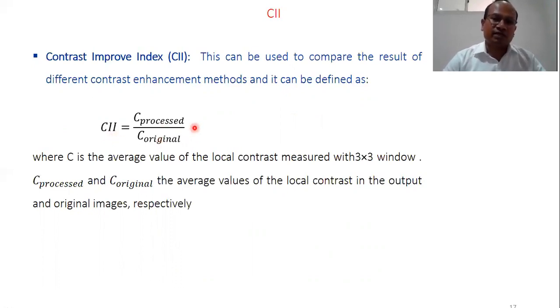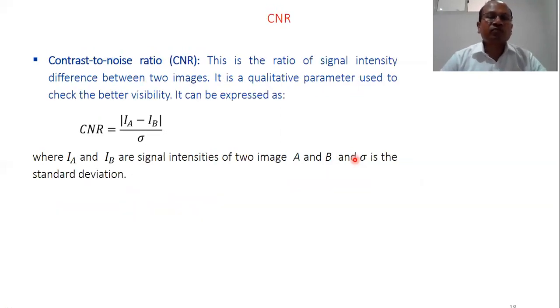C processed divided by C original. C is the average value of local contrast measured within a 3 by 3 window. You can choose any size or dimension of window. And in that neighborhood window, you can calculate the contrast improvement index.